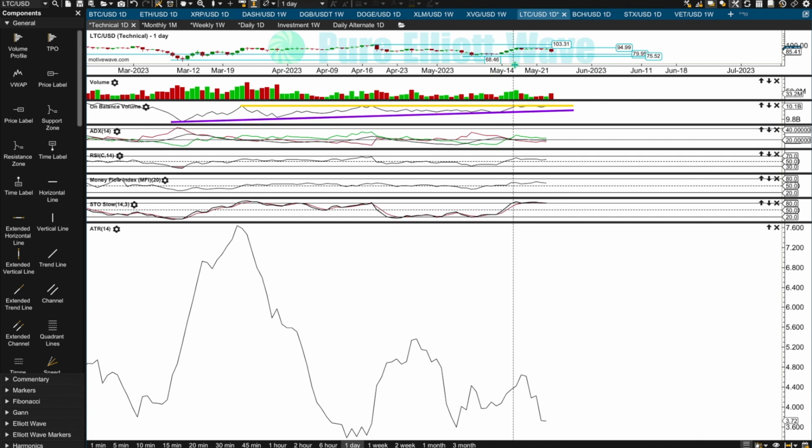ATR showed a little bit of an increase up to the last high, and since then prices started to fall and ATR is showing a decline. That could change, and that's normal in the early stages of a new trend for a cryptocurrency. That's it from me with some Litecoin analysis for you.